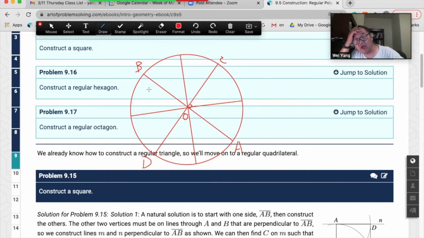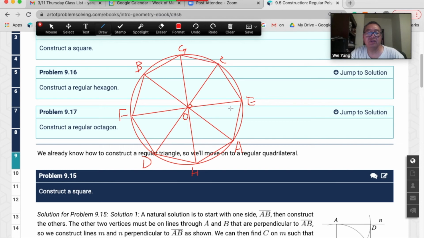Now here, we try to build an octagon, that's 8 sides. You can just bisect this angle. Suppose here you get E, this one F, this one G, and H. Now you connect these points: CE, AE, then AH, then DH, then DF, then BF, then BG, then CG. This will give you a regular octagon.